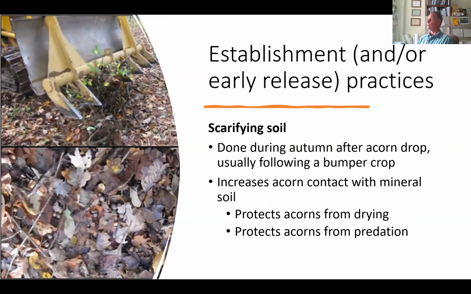One other practice that can help increase the amount of oak seedlings on the forest floor is a scarification practice, using some sort of mechanical rake to scrape the soil. This is typically done in the autumn after we've had a good acorn drop. In fact, it's best to time it so that if you know you have a bumper crop of acorns coming on, this might be the time to get ready to do the scarification. We allow those acorns to drop, and then we can get out and do that raking.